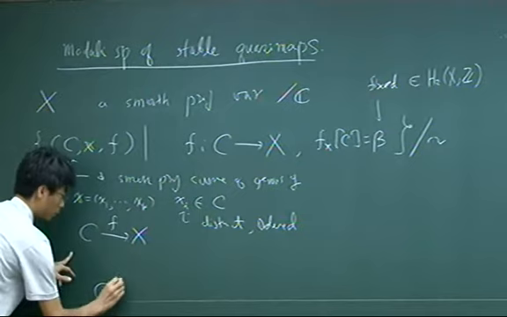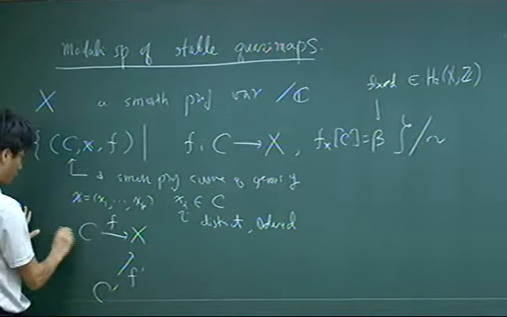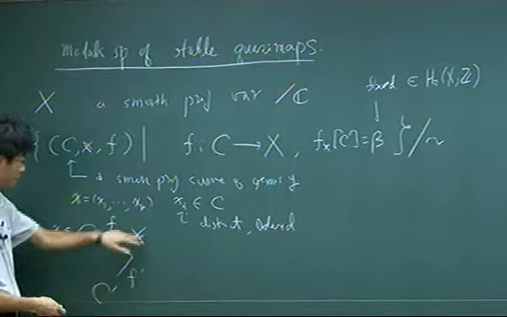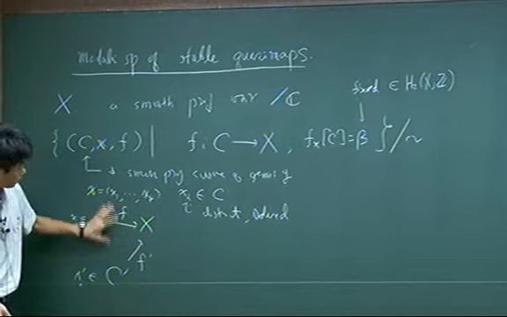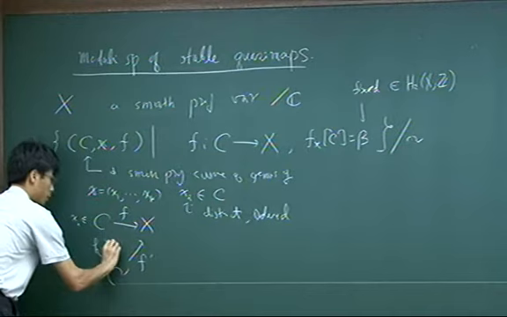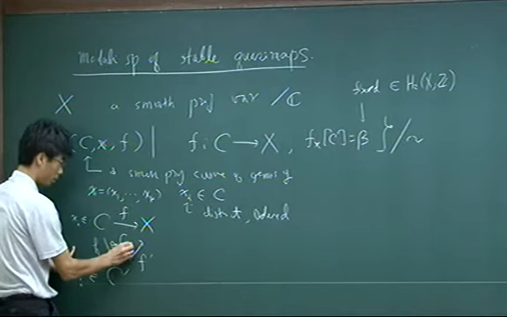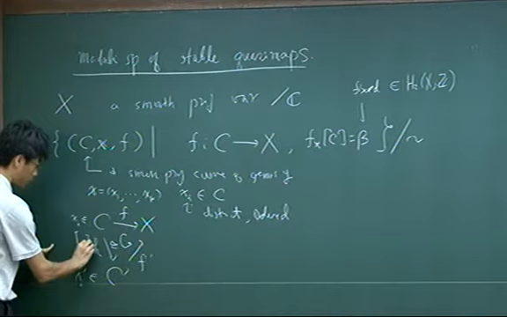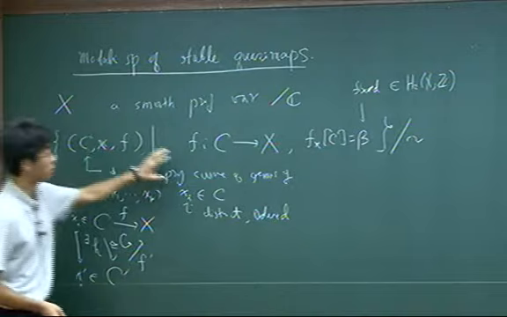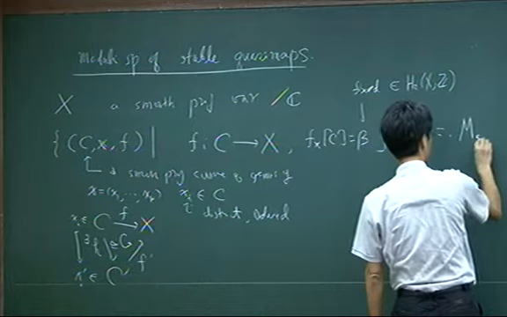suppose we have two data over here, and this morphism from C' to X. Then we'd like to say that these two data are equivalent if there is an isomorphism from C to C' such that this diagram commutes, and also x_i maps to x_i'. Then we say that these two data are equivalent. This parameter space will be denoted by M_{g,k}(X,β).